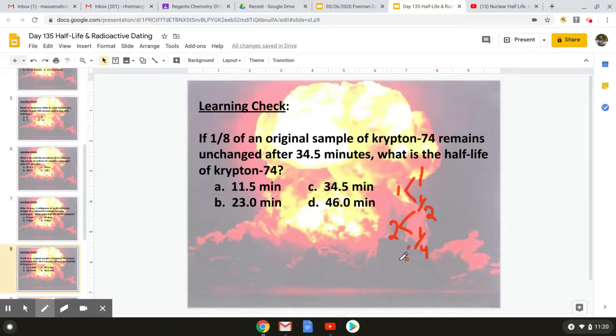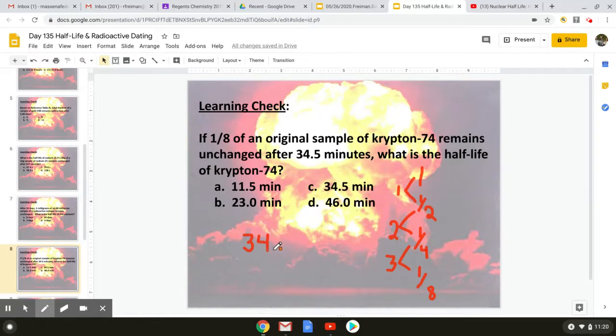In 3 half-lives, what is half of 1/4? Half of 1/4 is 1/8. And that's the number we need in our problem. All right, so we have 1/8 remaining. It took 3 half-lives. The time that it took for this to occur was 34.5 minutes.